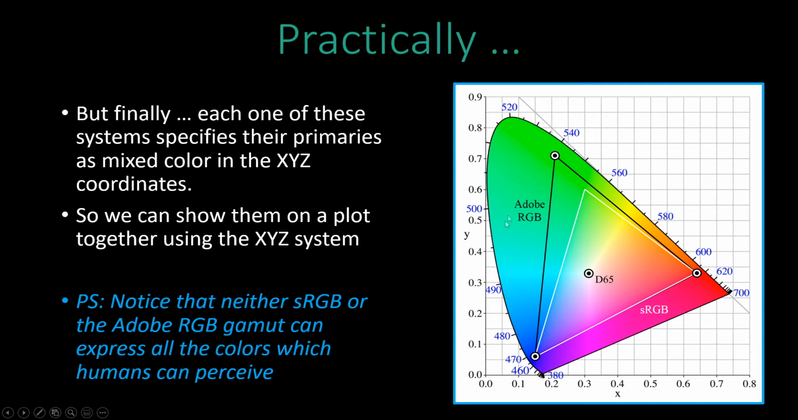Adobe RGB is slightly better in terms of greens, for example, but then again, it's missing out here. I think there are some other systems and versions which sometimes try to cover larger areas, but still all of them have the problem that none of these can express all the colors that we as humans can perceive. So that's a problem.